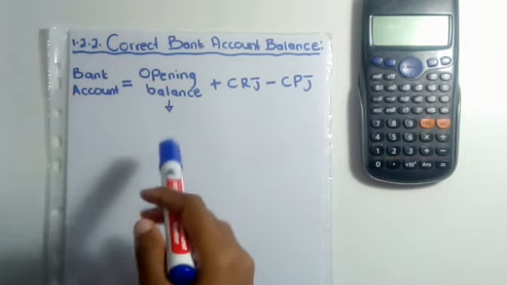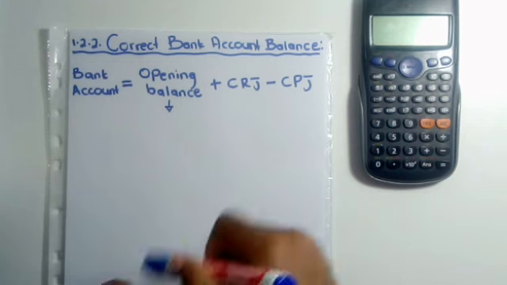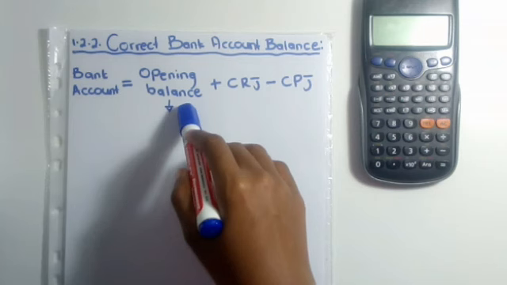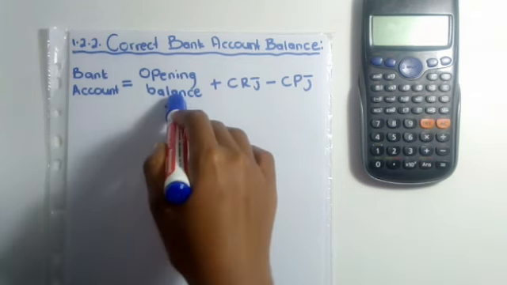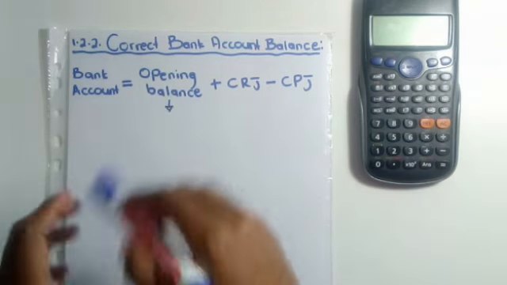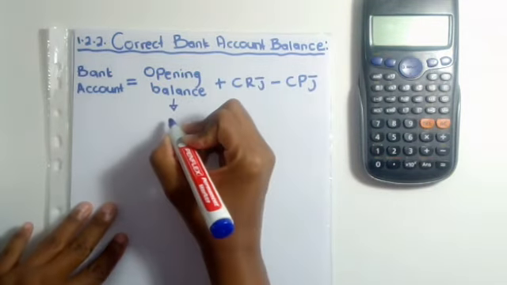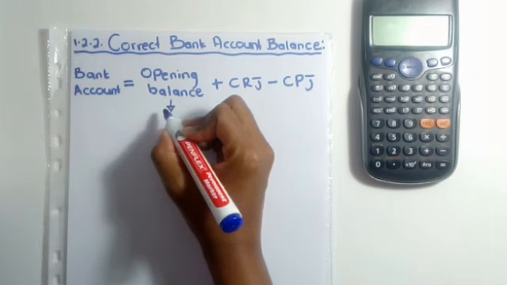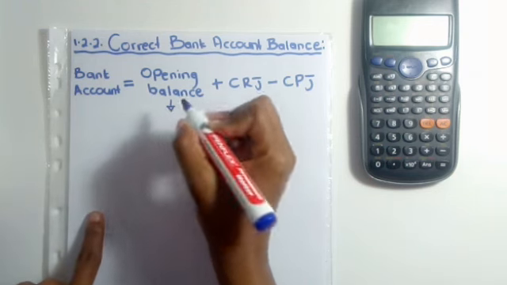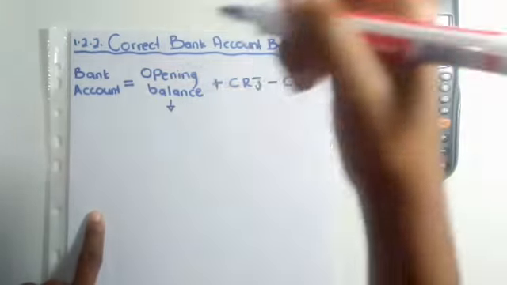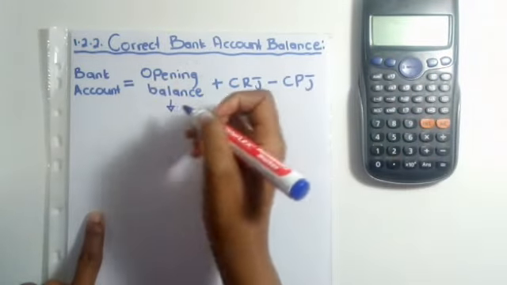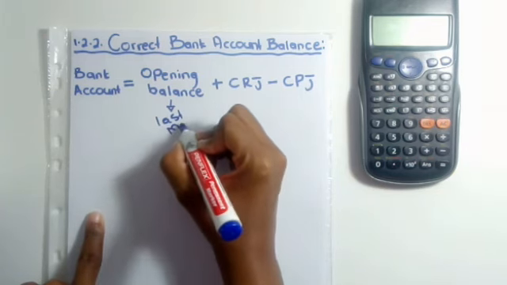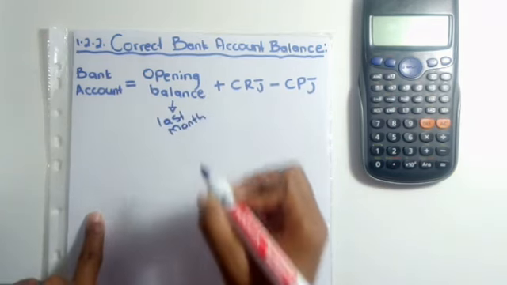Our second required is calculating the correct bank account balance, and to do that we have a formula. It says bank account equals opening balance plus CRJ minus CPJ. The opening balance is the closing balance of last month, meaning the month of May, and we usually find it in our May's bank reconciliation. That would be the balance as per bank account in the May's bank reconciliation. So last month's closing becomes this month's opening.